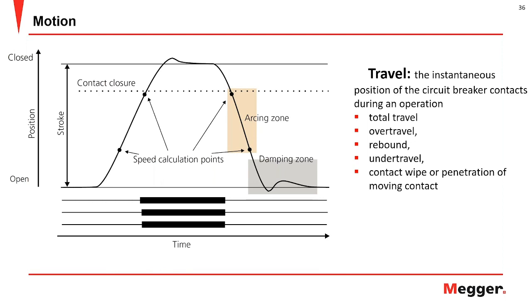Performing the measurement will result in a diagram like this one, where you can set parameters to allow calculation of, for example, total travel, over travel, rebound, under travel, or measurement of the contact wipe or penetration of the moving contact.